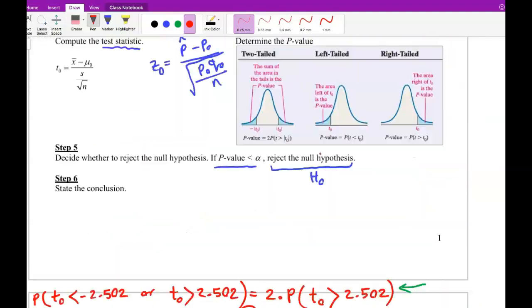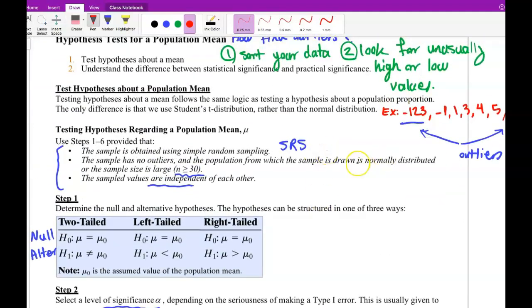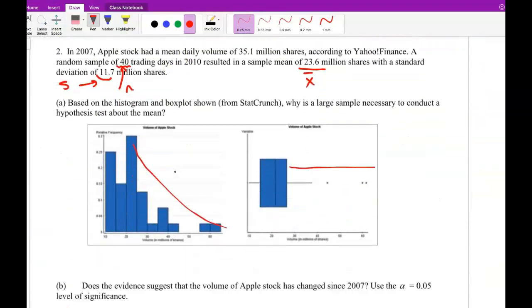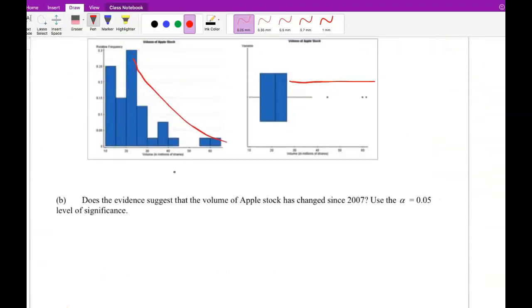Okay, let me go back here. Here on this part I said that the sample has no outliers, and the population from which a sample is drawn is normally distributed, or the sample size is large, that is greater than or equal to 30. But since on that part we have outliers, we should have a sample size greater than or equal to 30.